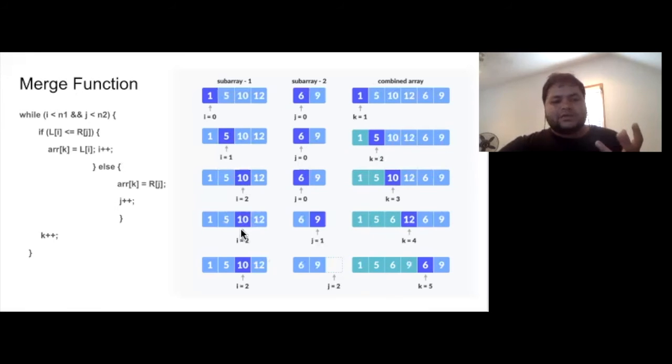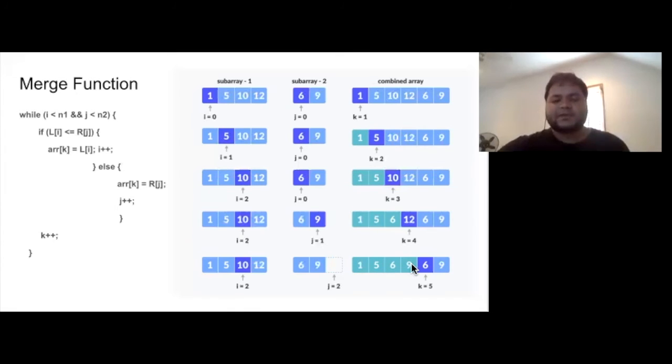When we are at 10, we'll see that among 10 and 9, the solution is 9 because 9 is smaller than 10. We will actually store 9 here, not 12. The solution is here: 1, 5, 6, and 9.